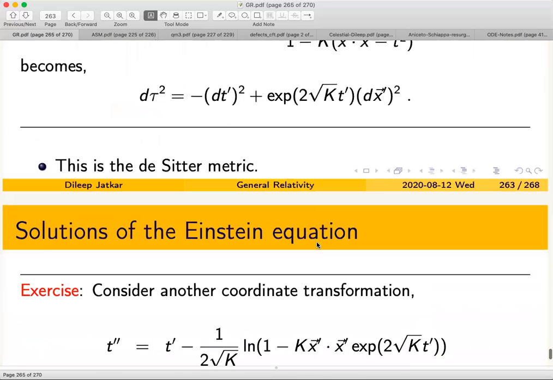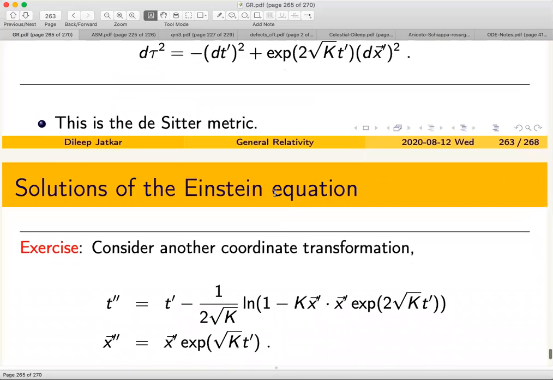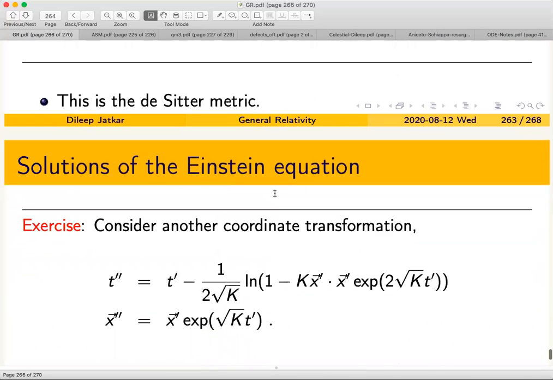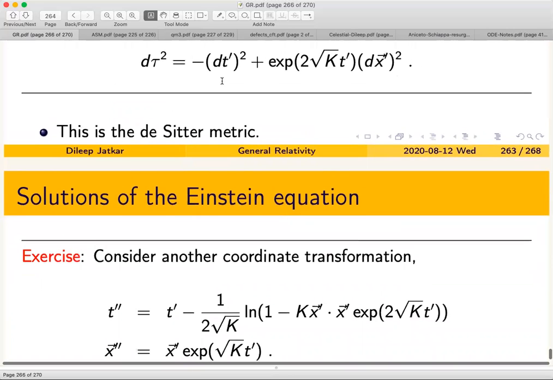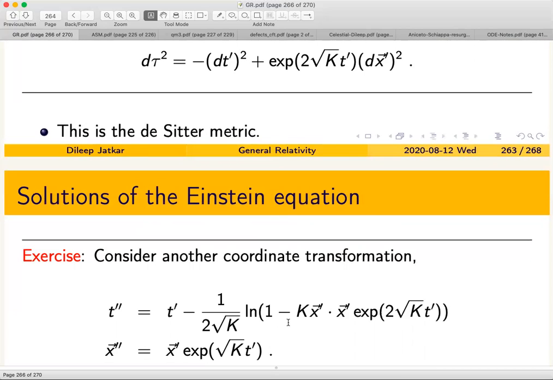Okay, so let's do one more coordinate transformation. So we have arrived at this metric. Okay, we do another complicated transformation: t double prime is equal to t prime minus 1 over 2 root k times log of this function, 1 minus k times x prime dot x prime times exponential of 2 root k t prime. Okay, it's the same function.